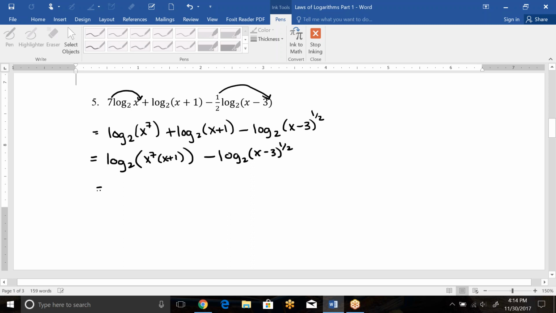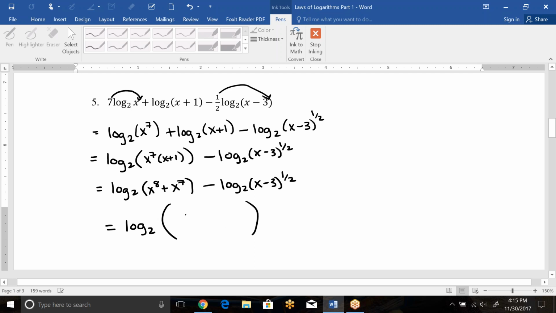You could go ahead and distribute that. You won't always have to do that, especially if the x plus 1 has a power on it as well, then we would leave it factored. But since it's just x plus 1 to the first, I might just go ahead and distribute it. So that's x to the 8th plus x to the 7th, and then minus log base 2 of (x minus 3) to the 1/2. Now this has a minus sign between these two logs, so that means we're going to change this to one big log. You don't need two logs anymore. And it's going to be the top divided by this bottom.